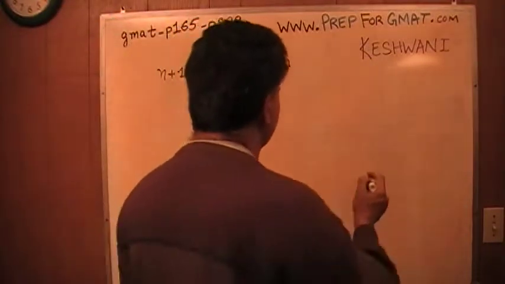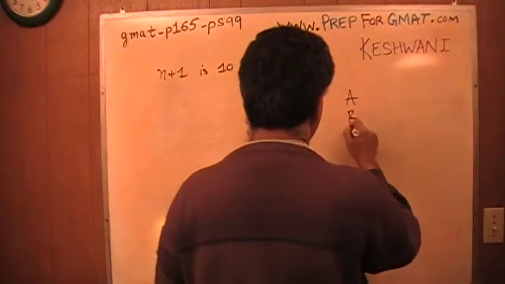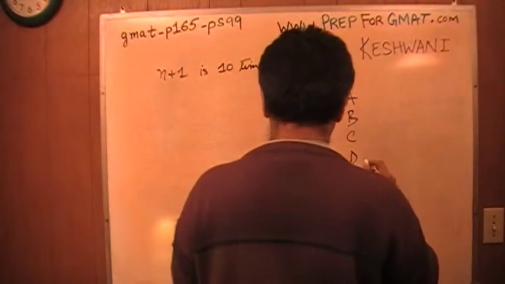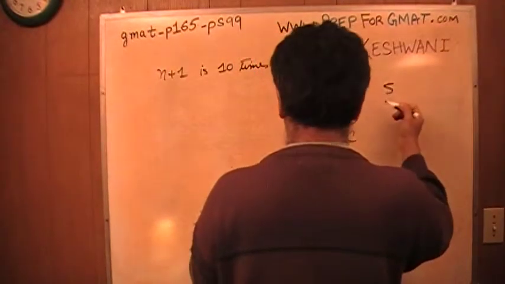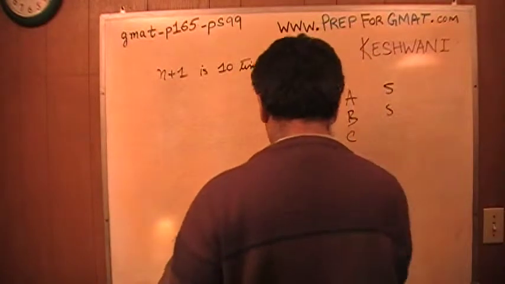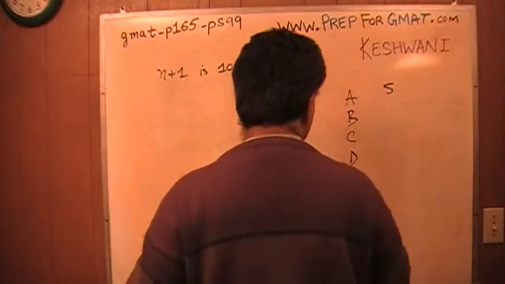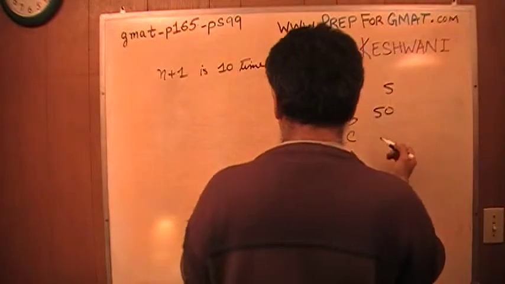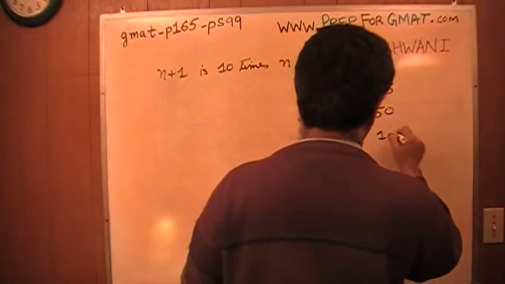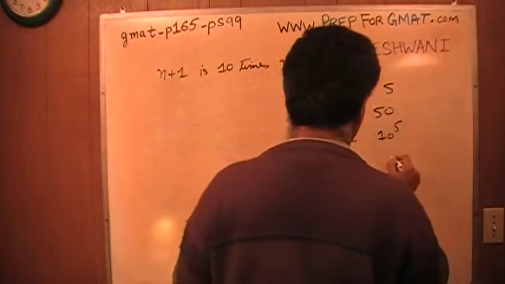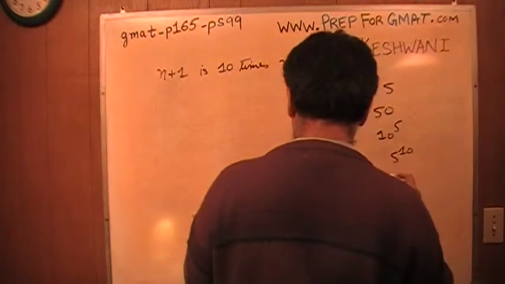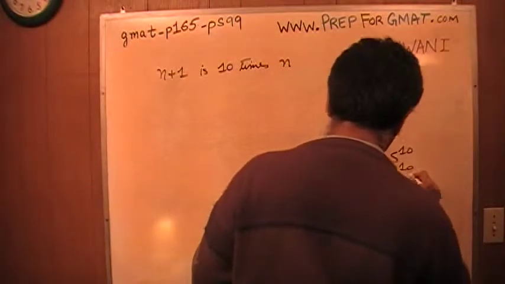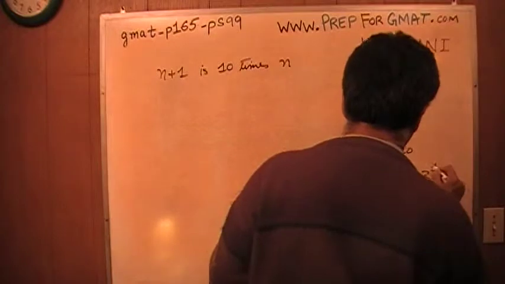Let's look at the answer choices. Five, 50, 10 to the 5th, 5 to the 10th, 8 to the 10th minus 3 to the 10th.